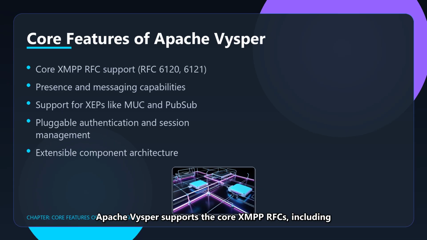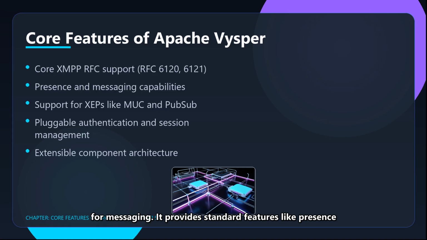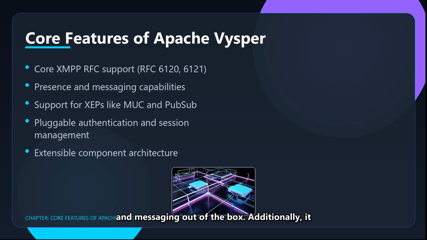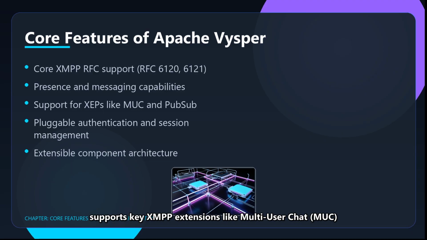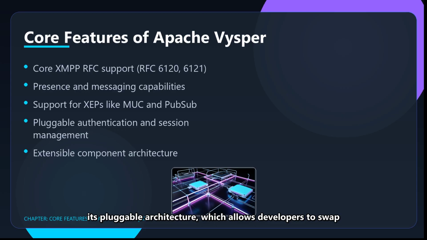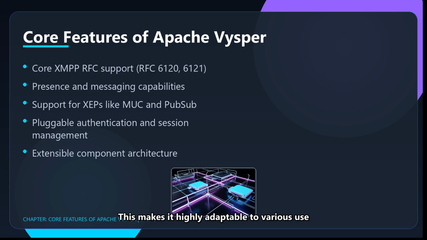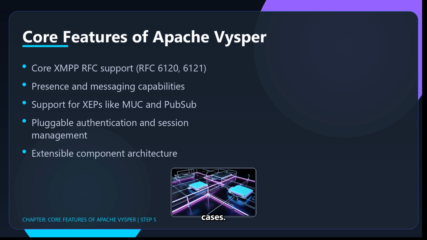Apache Vysper supports the core XMPP RFCs, including RFC 6120 for the core protocol and RFC 6121 for messaging. It provides standard features like presence and messaging out of the box. Additionally, it supports key XMPP extensions like multi-user chat (MUC) and publish-subscribe (pub/sub). One of its strengths is its pluggable architecture, which allows developers to swap authentication systems, session handlers, and even core components. This makes it highly adaptable to various use cases.